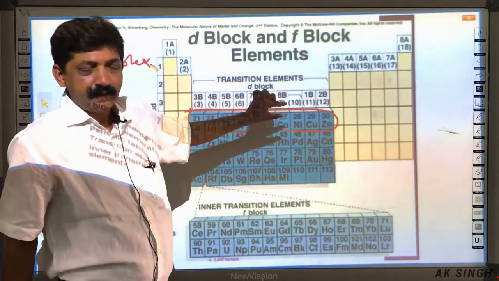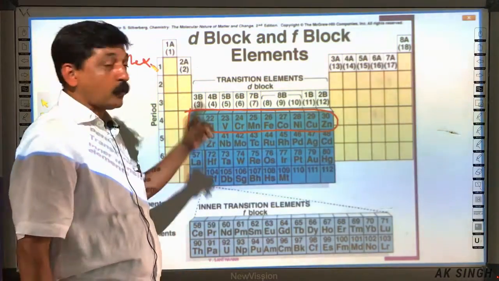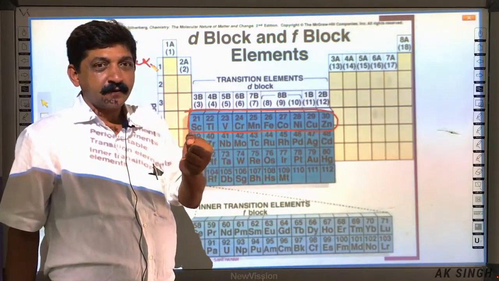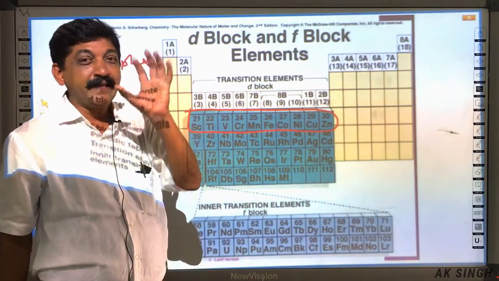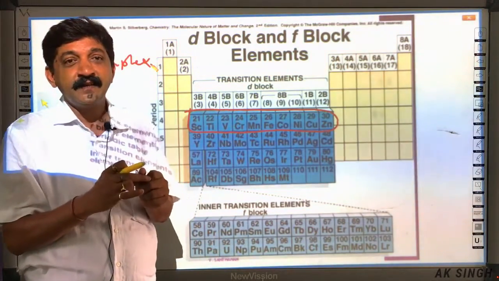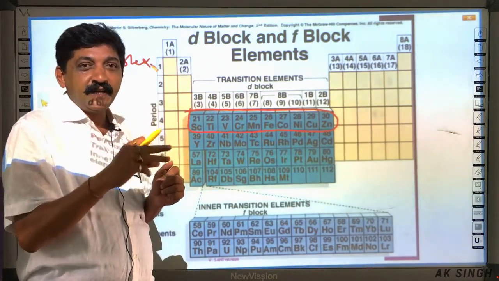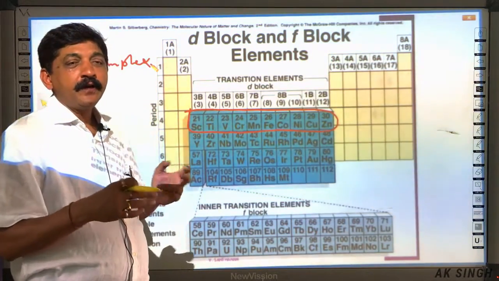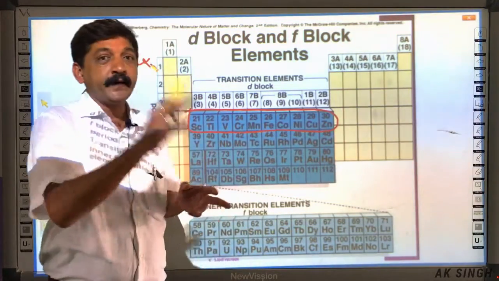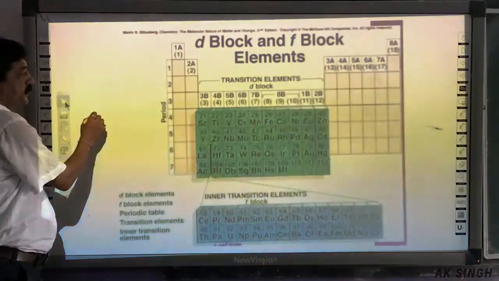These elements act as the central metal atom or ion in the coordination compounds. Various species called ligands get attached with these central metal atoms or ions. These ligands are such as OH negative, NH3, Cl negative, Br negative. Now these species get attached with the central atom through coordinate bonds and form coordination compounds. Let us go to another slide.